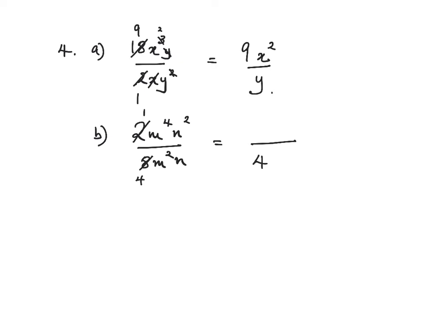I have m squared on the bottom and m to the power of 4 on top. So m to the power of 4 divided by m squared is m squared. M to the power of 4 is m times m times m times m. M squared. So cancel out, and that leaves me with m squared on the top. I have n on the bottom and n squared on top. This n will cancel out with one of these to leave me with an n on the top. So if I just tidy this up, then what I get is m squared n over 4.